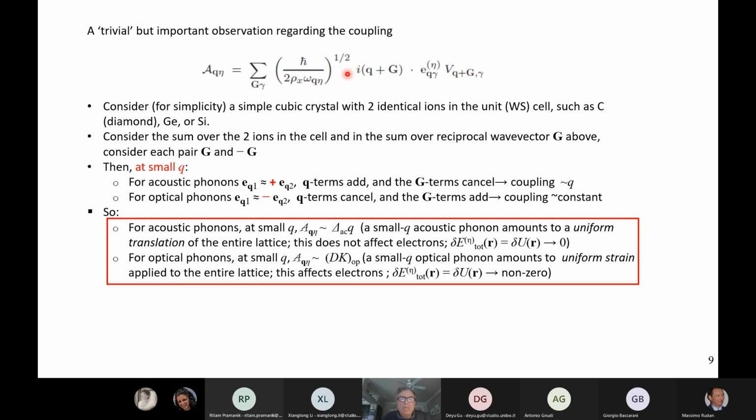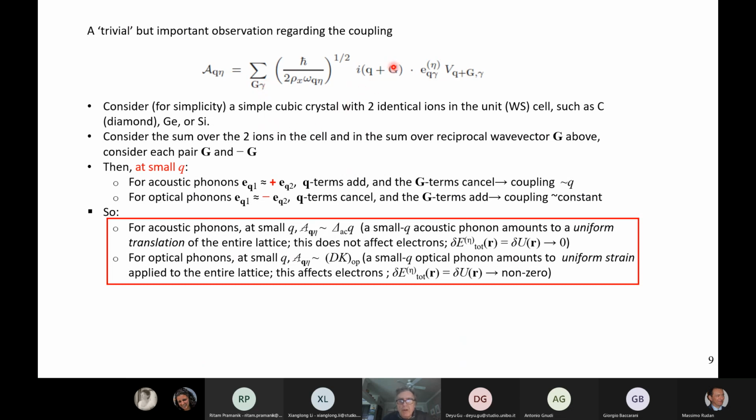Now, split this sum in such a way that you perform the sum over the G vectors, lumping in each term the pair of G vectors G and minus G, thanks to this particular crystal's cubic symmetry. So for every G, another wave vector of the reciprocal lattice will be just the same G with coordinates with an opposite sign, so the minus G. And look at the sum over gamma now extends from 1 to 2, the 2 ions in each unit cell.